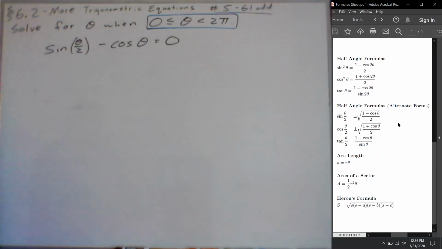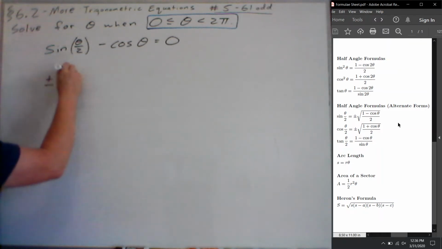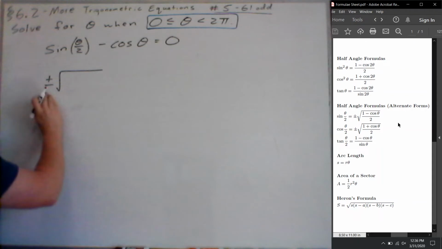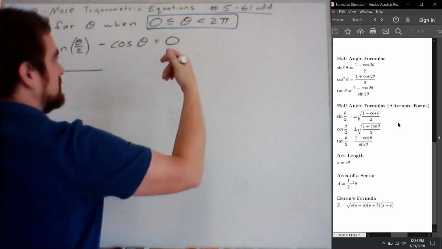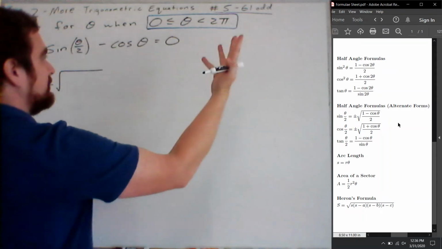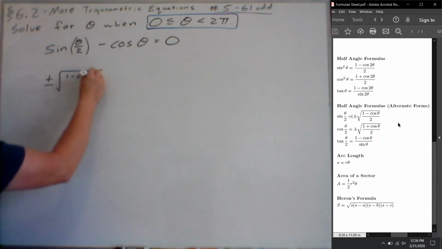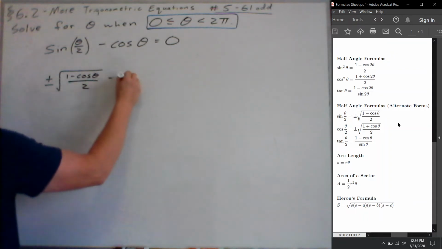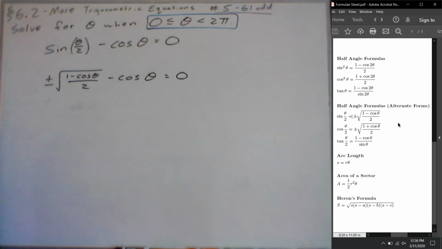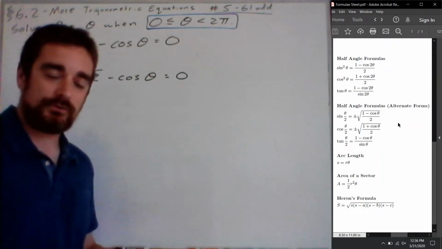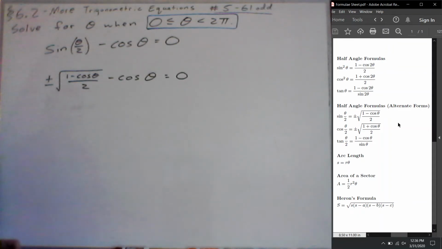I should probably look at that and actually write sine theta over 2 as, now be careful, there's a plus or minus here, right? We're not exactly sure which one. Theta is somewhere between 0 and 2 pi, which means quadrant 1, 2, 3, 4. So I don't know positive or negative just yet. So you do have to trust that formula and make sure you write it out so that you get the plus or the minus, because we're not sure which one it is yet.